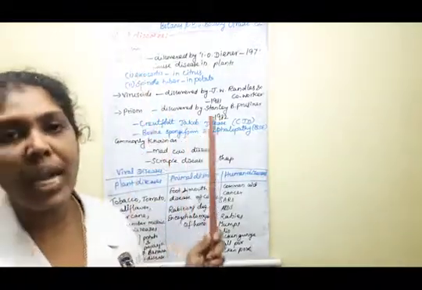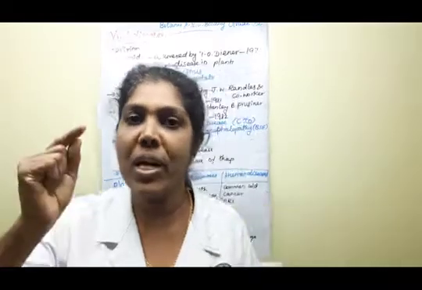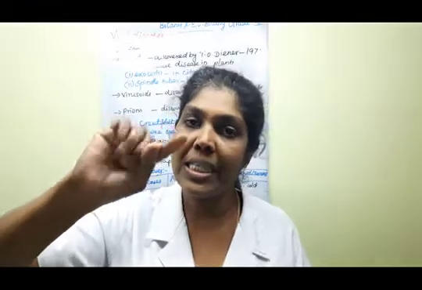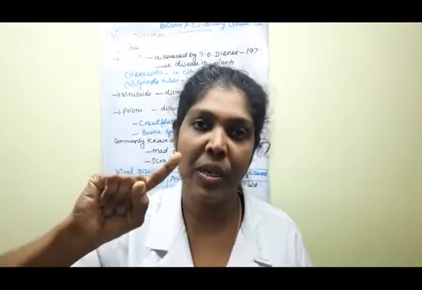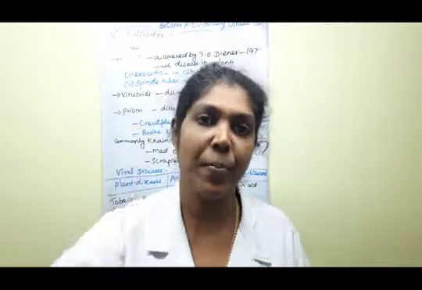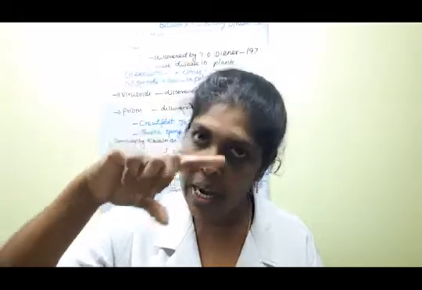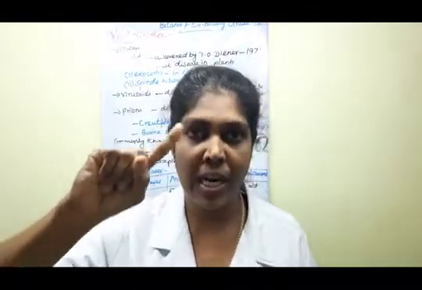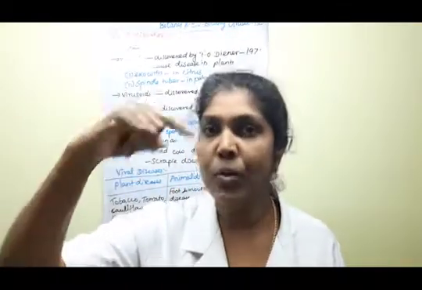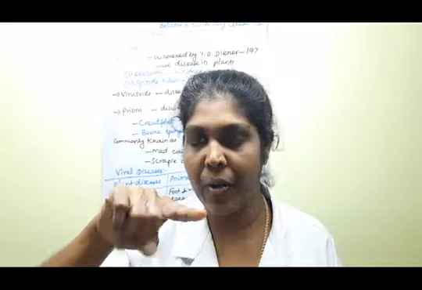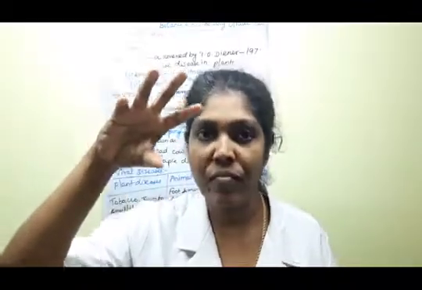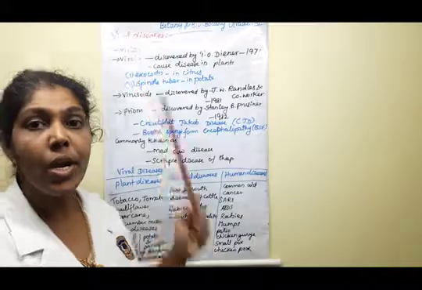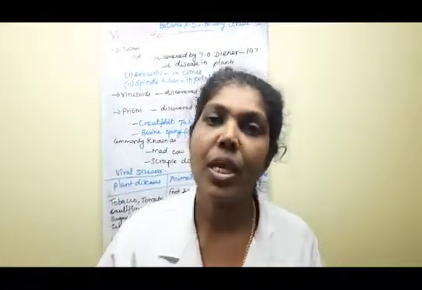Next one, what do you mean by viroid? This viroid is a circular molecule. It is a single stranded RNA, but without a protein coat. Clear, children? So it is a circular single stranded RNA molecule without a protein coat. You know what is meant by core substance and protein coat. So this type of particle has an absence of the protein coat.